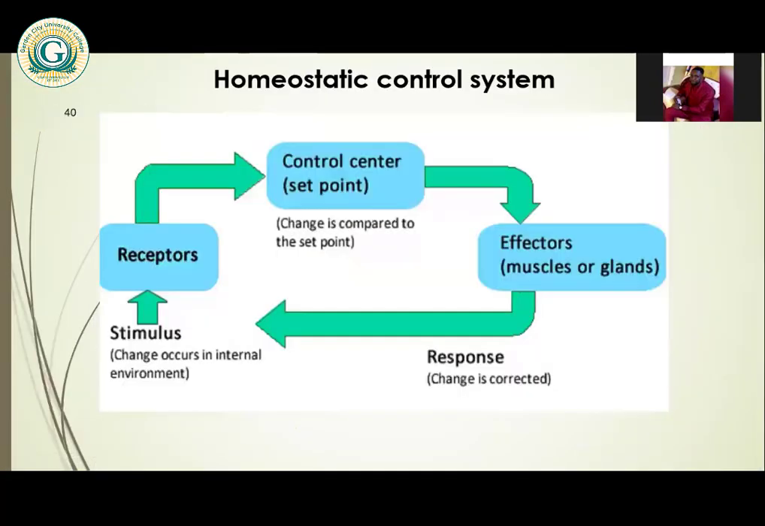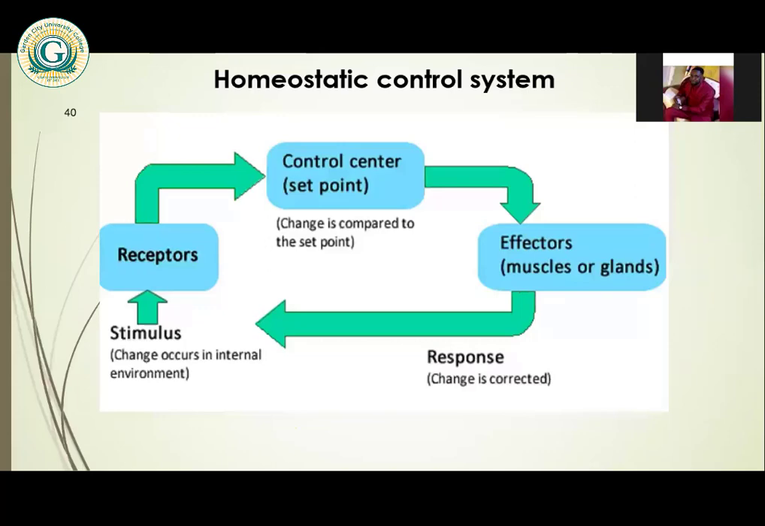All right. The control center, that is the brain or the spinal cord, is where the main deal is done. In your brain, we have different regions that control different parameters, like temperature and blood pressure. Those regions bring out a response and tell maybe your temperature to increase or to decrease. So that's the integrating center.